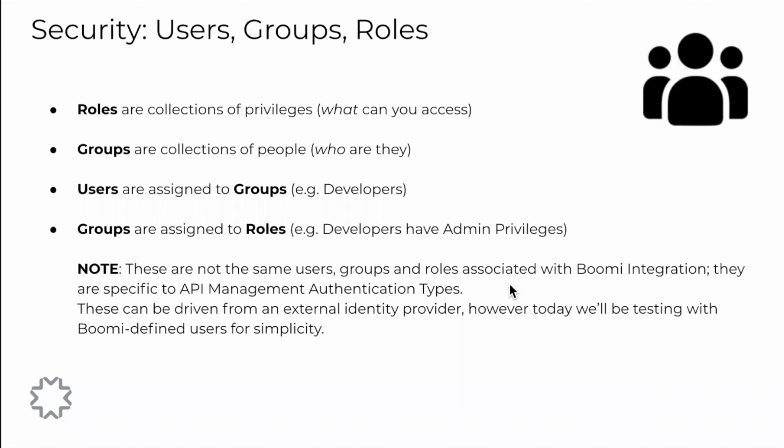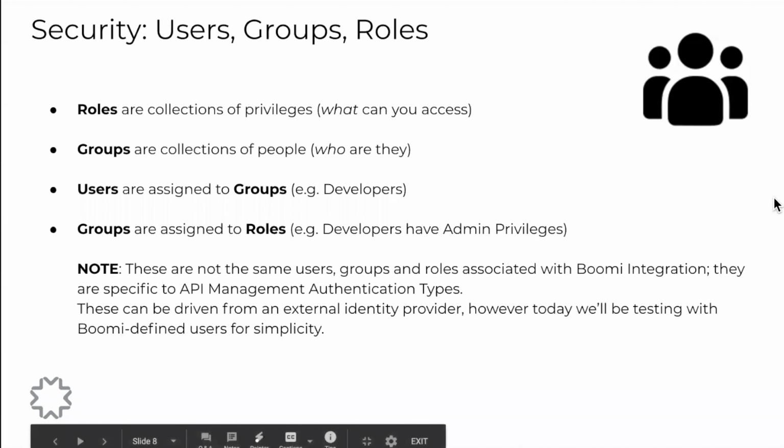Another thing to call out here is that these are not the same users, groups, and roles that we see with Boomi integration. So this is something a little bit different. It's more specific to API management authentication types. Another thing to be aware of is that you don't have to define these locally. You can actually import these or synchronize these from an external identity provider. However, today, just for simplicity, we're just going to use local users.